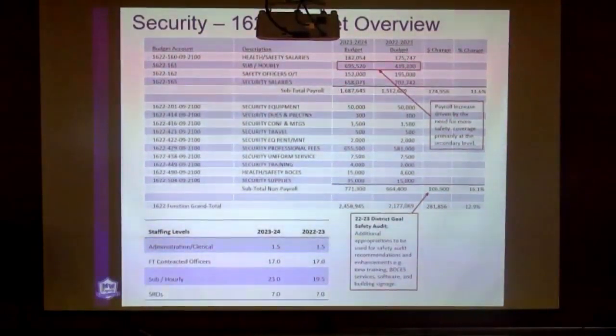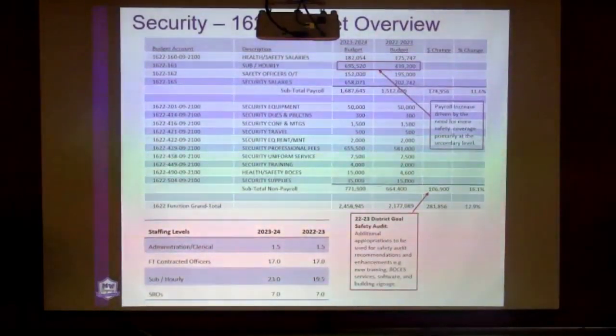The one thing I wanted to point out here is that you see a material increase in our sub and hourly rates. We're going from $439,000 to $695,000, and that's largely driven by requests for and the need for additional safety officers and additional coverage. We put that money into the sub and hourly area because we use subs and hourly, part-time people to a great extent, because we have good flexibility with that and it's cost effective. So we've bumped that number up.